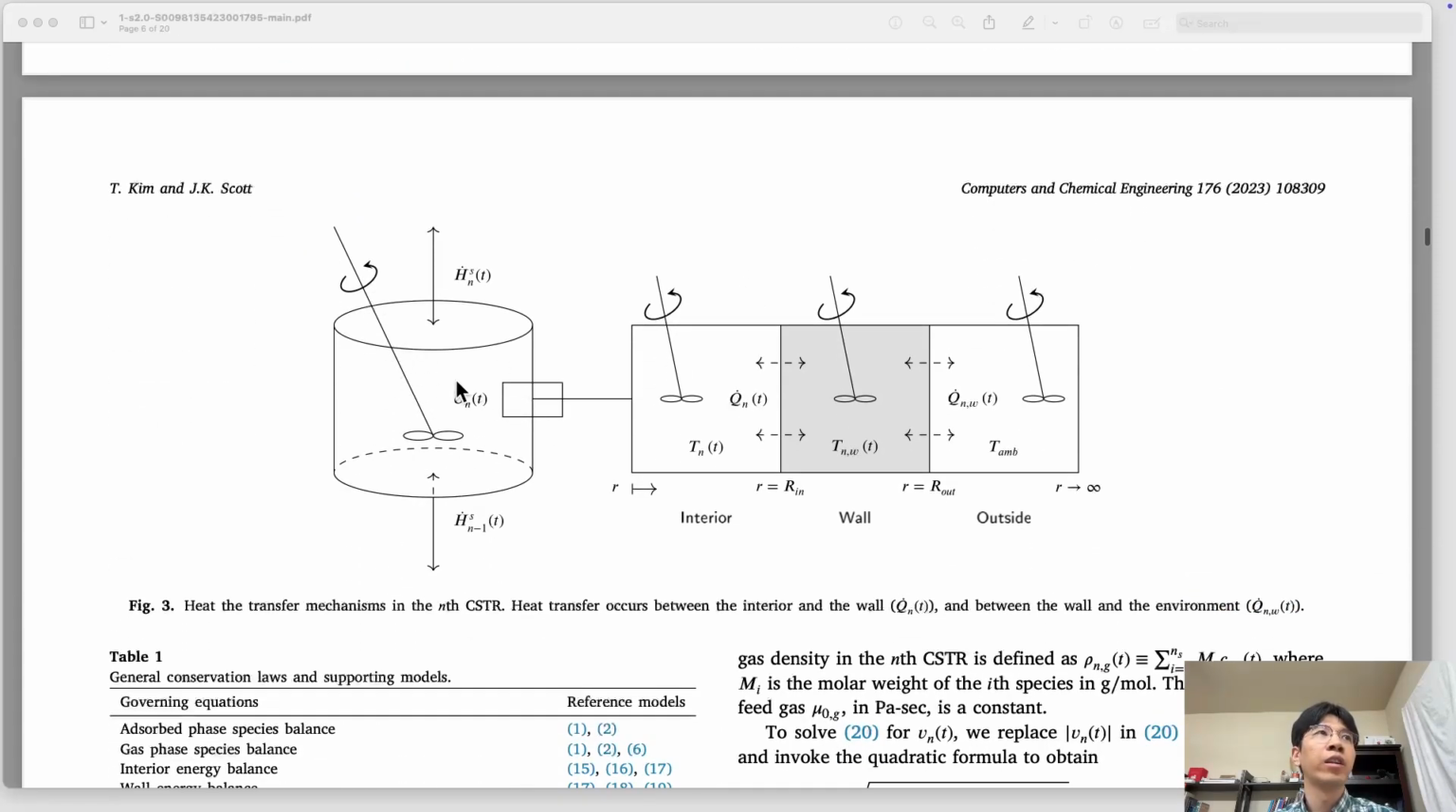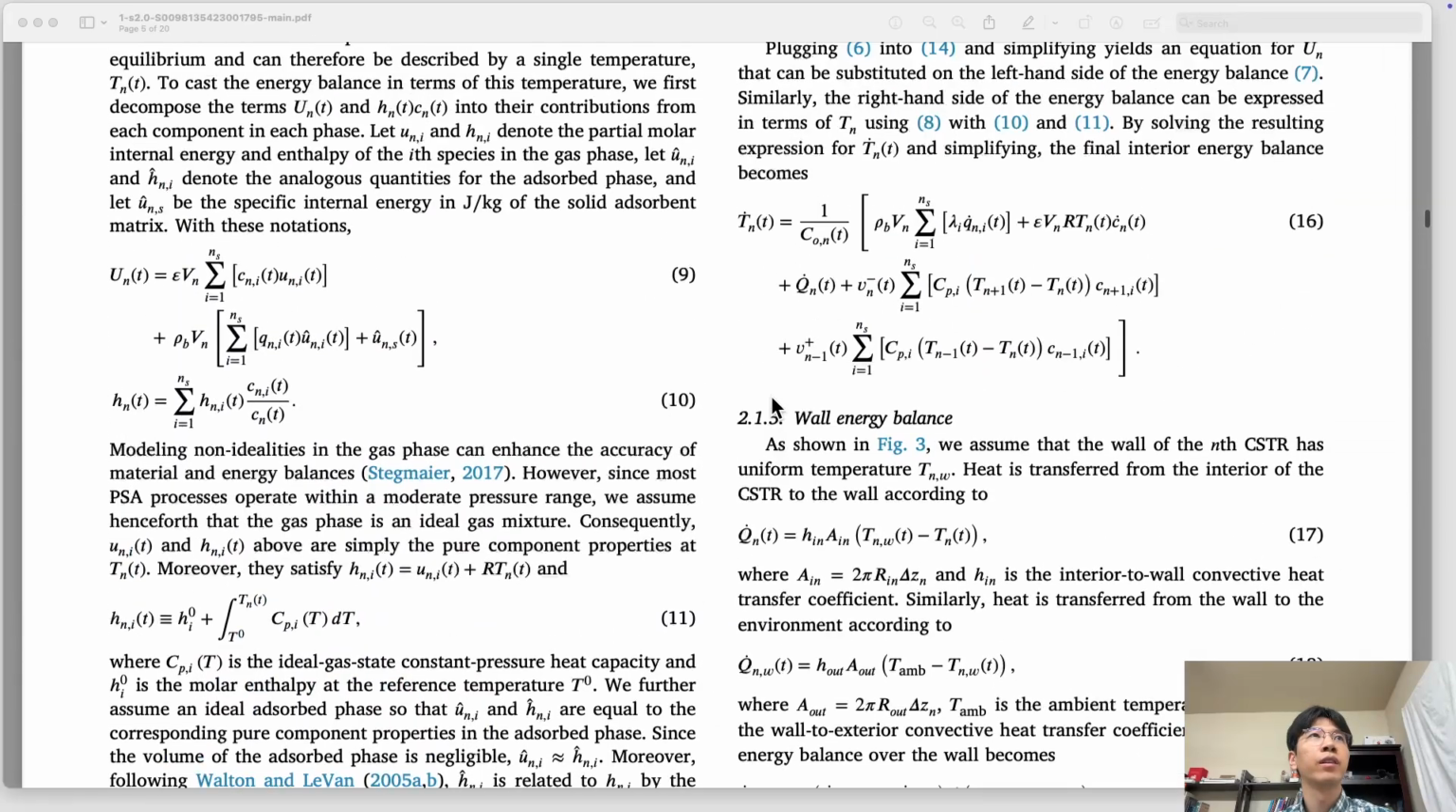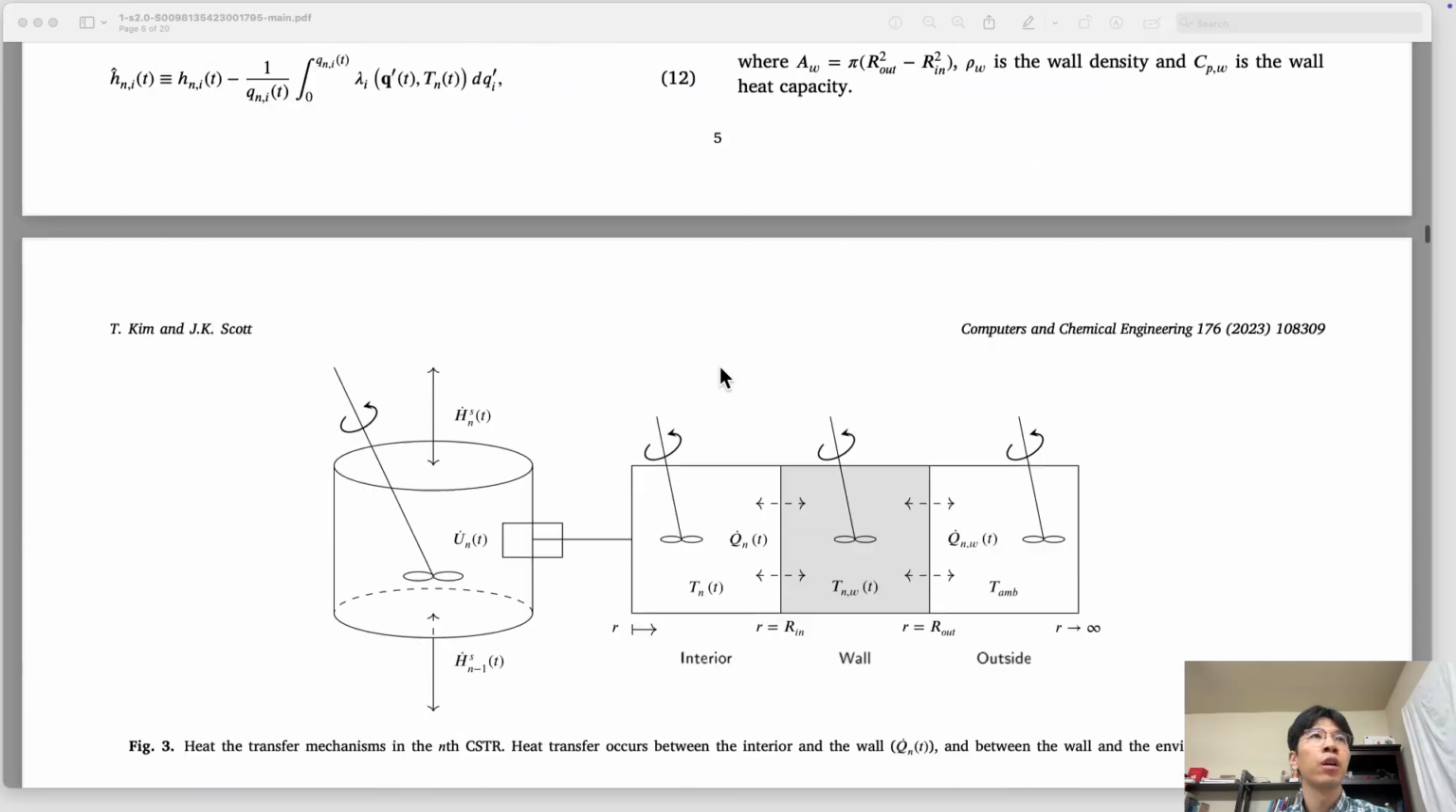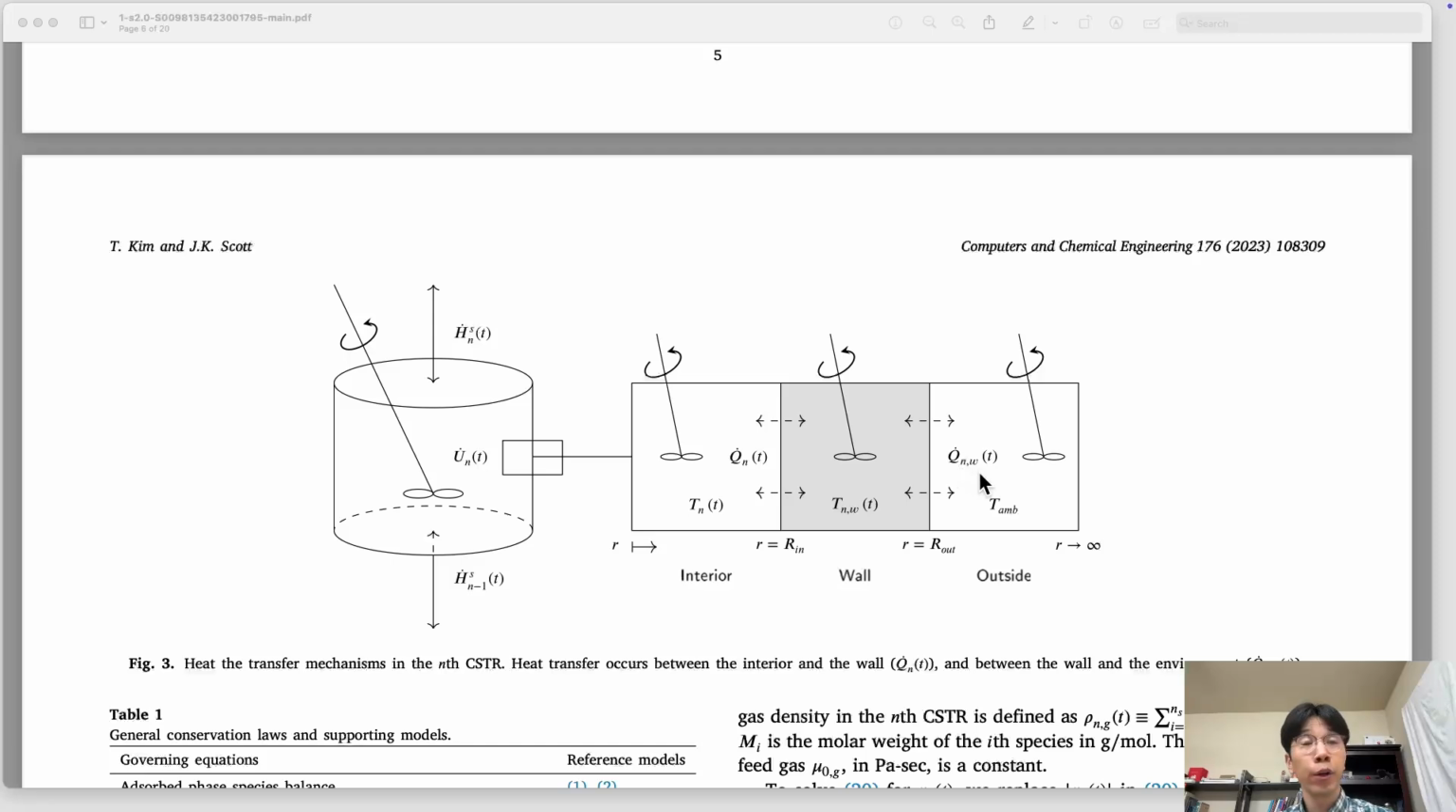So this is the energy balance, right? Total internal energy, and then the enthalpy associated with the n stream and n minus 1 stream. And then there's heat transfer from the interior to the wall of the CSTR, which we assume has finite thickness, right? And then we have another heat transfer from the ambient temperature to the wall of the CSTR, right? So this term Q dot n is what we're looking for in terms of the energy balance for the interior temperature. And then this Q dot nW is heat exchange between the wall and the outside ambient environment.